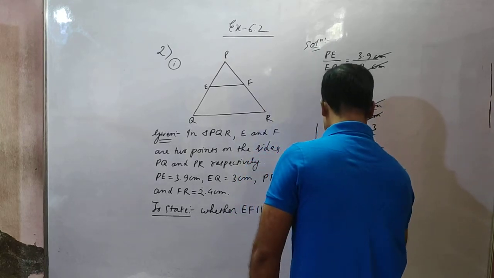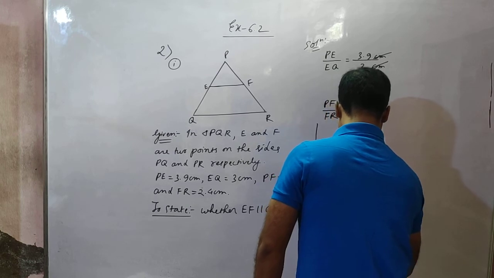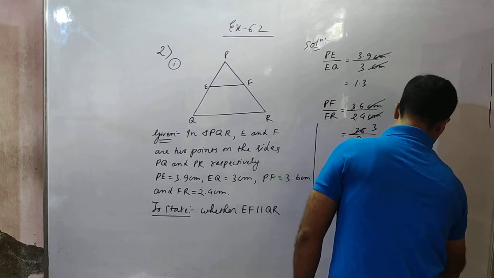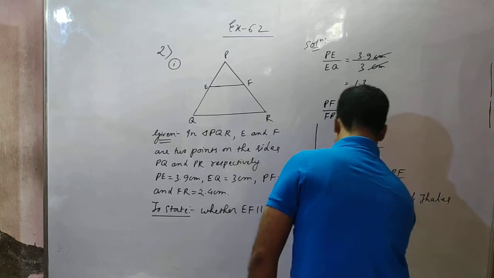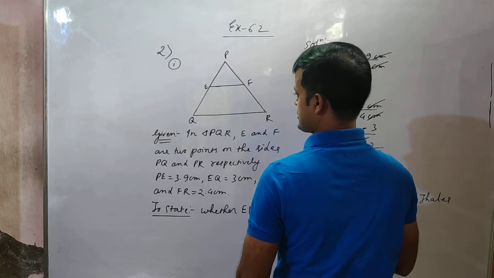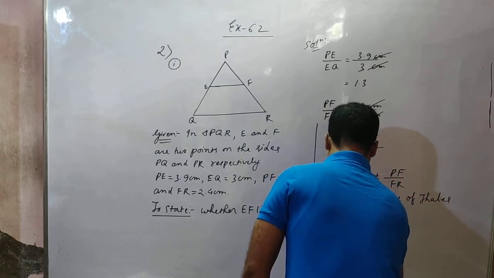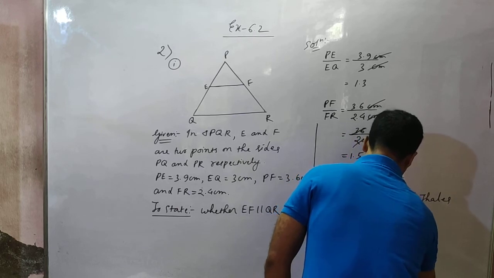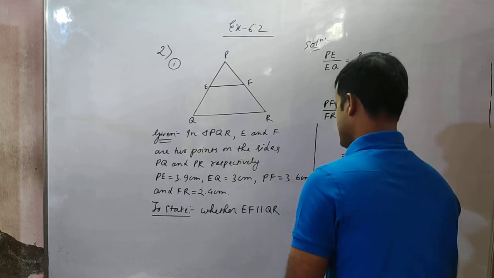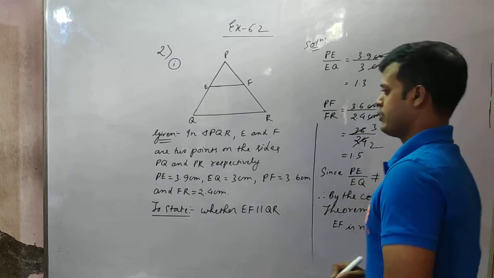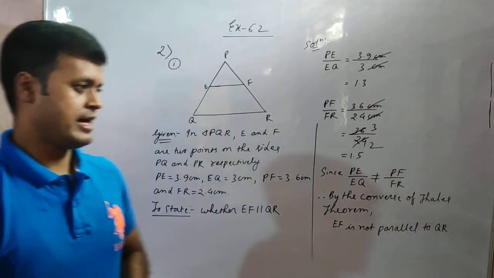therefore by the converse of Thales theorem, EF is not parallel to QR. Okay, students. So very nice and very easy sum.